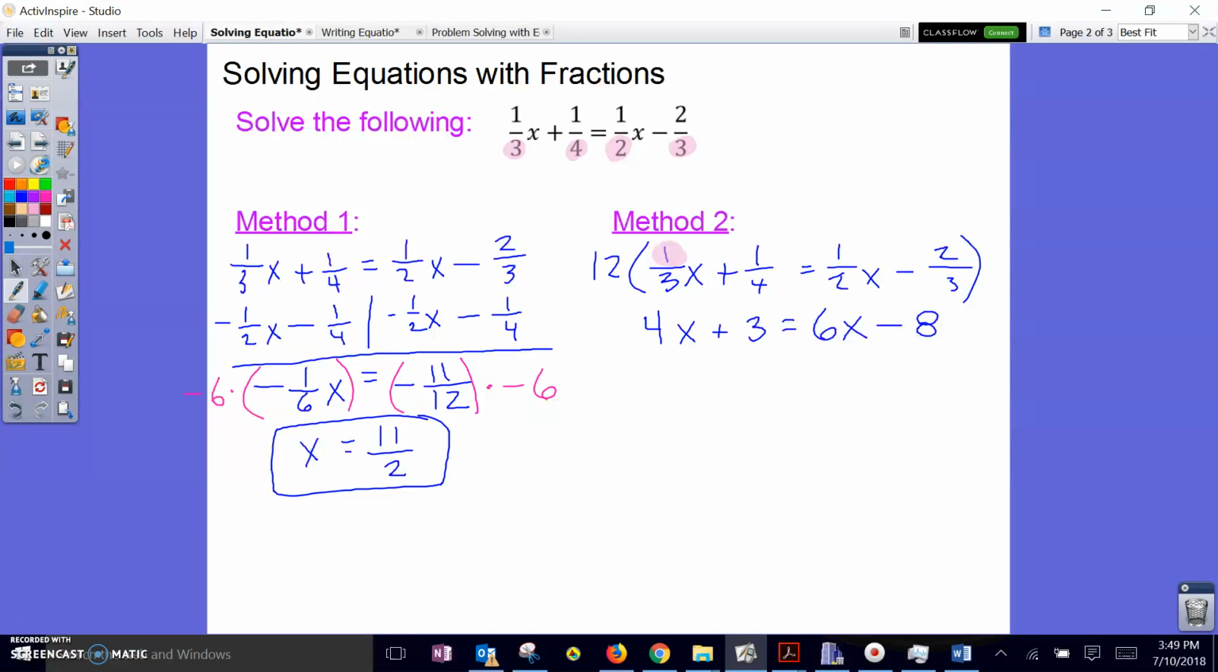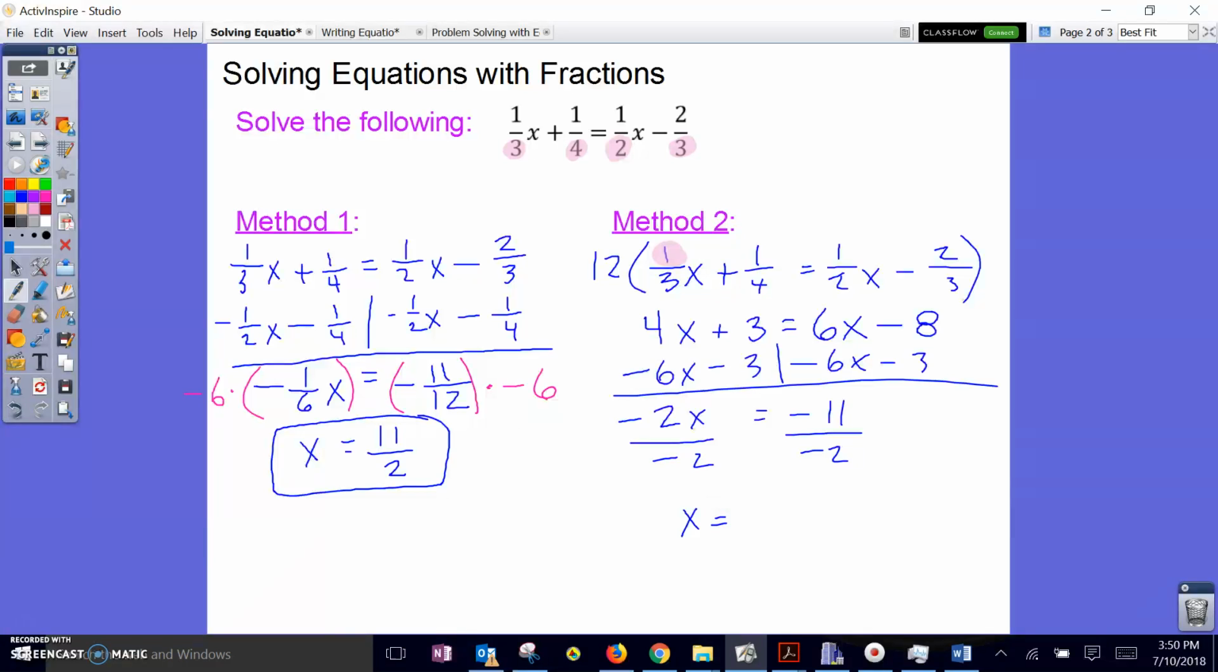And so we've gotten ourselves an equivalent equation where there are no fractions in it. And now we can go ahead and solve from here. Subtract 6x from both sides, subtract 3 from both sides. And we've got negative 2x is equal to negative 11. And then we divide both sides by negative 2. And we get that x is equal to 11/2.